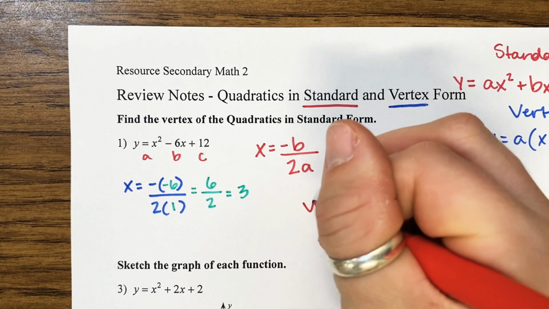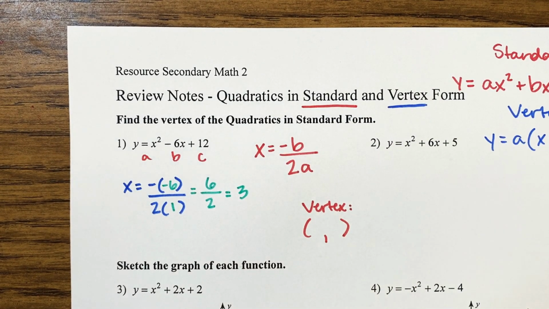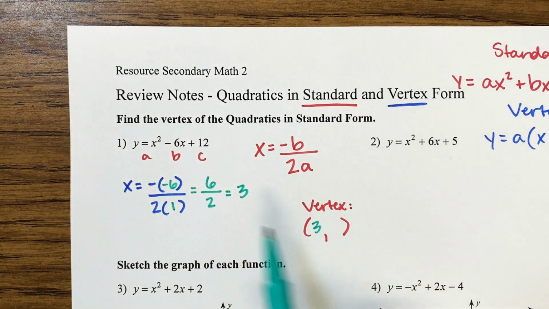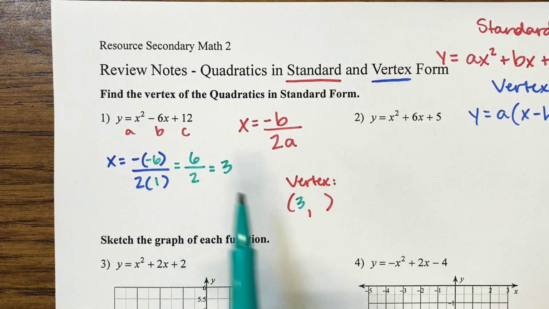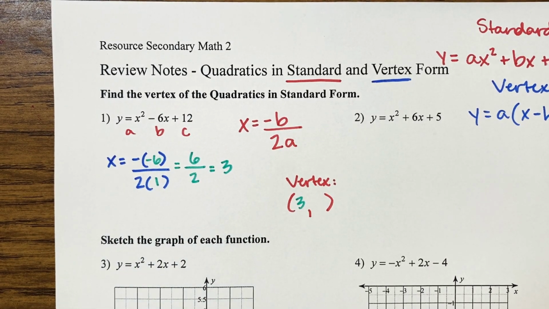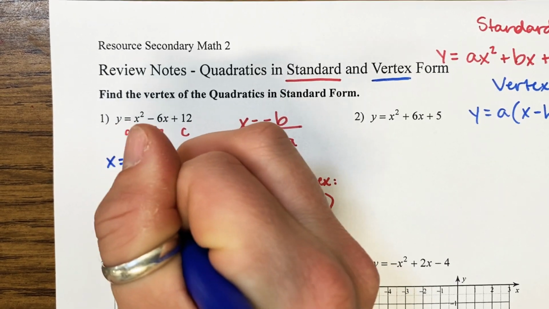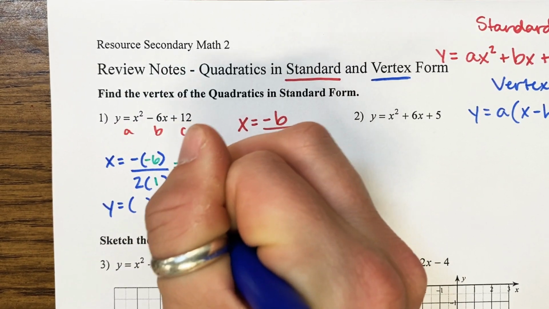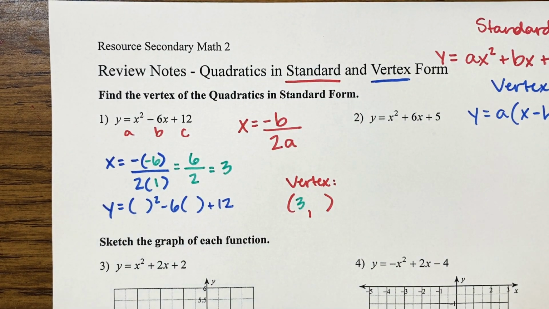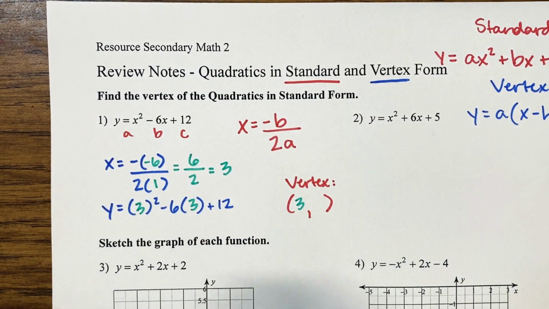So we know that for number 1, we found the x part of our vertex, which is 3. Now we got to find the y. In order to find the y, we have to take our x and plug it in everywhere we see an x. So now I have y equals x squared minus 6 times x plus 12. Everywhere I had that x, I'm going to plug in 3. Now I can solve.